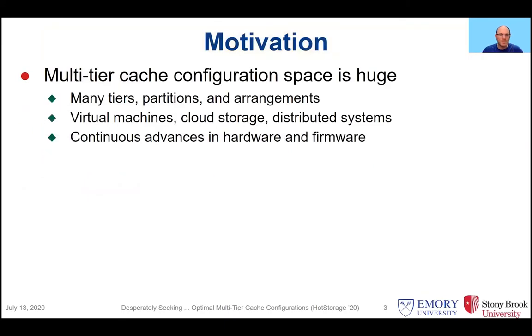The vast configuration space of multi-tier caching enables the design of very complex systems. Any number of virtual or physical devices can be arranged as tiers of cache or persistent storage. These can be implemented within different infrastructures such as VMs, cloud storage, or distributed systems. New types of devices are constantly emerging as well, introducing additional complexity and configuration options.